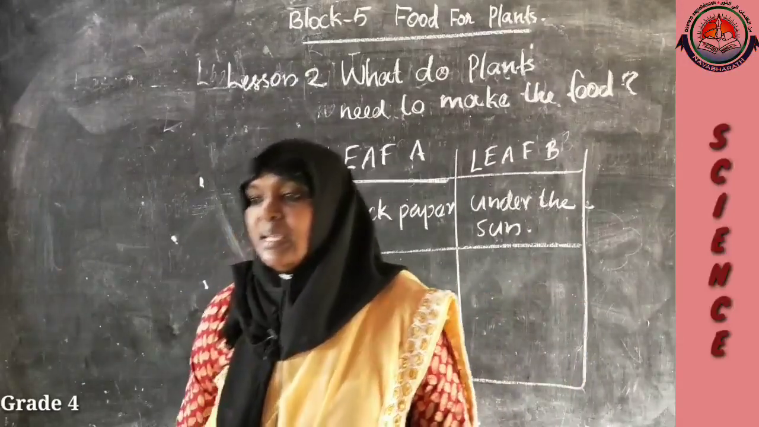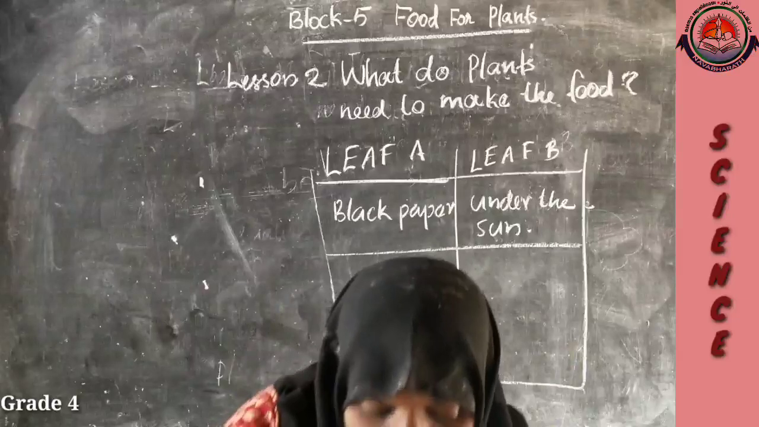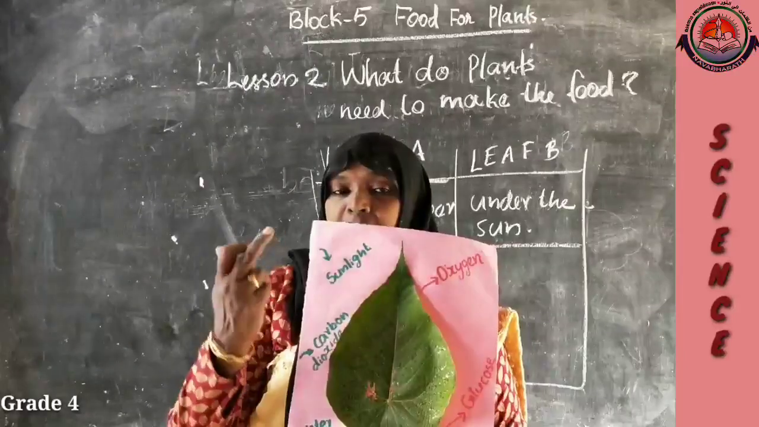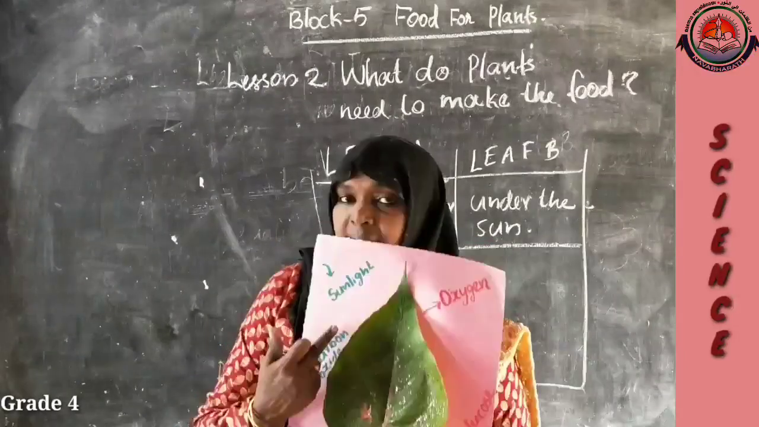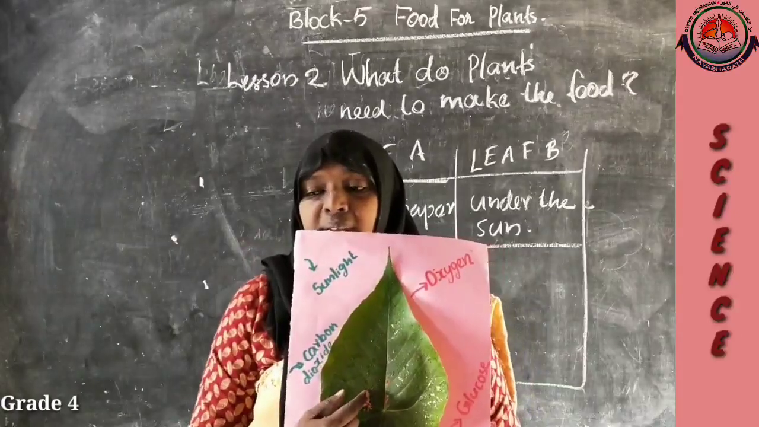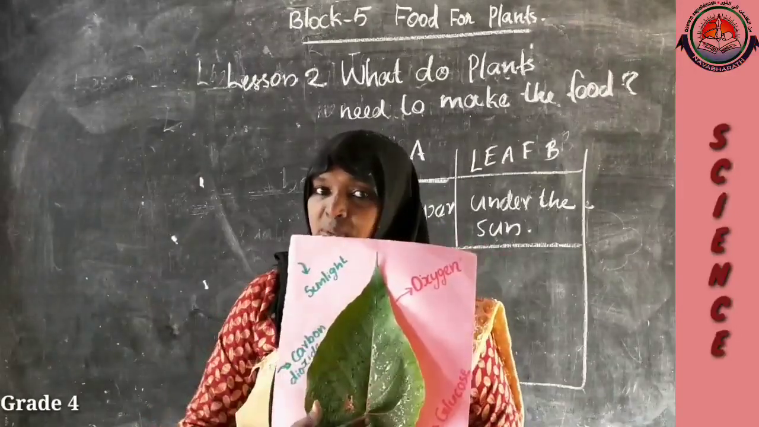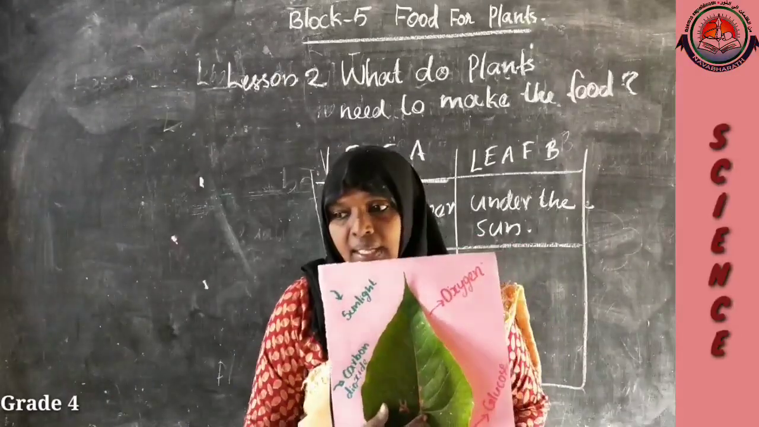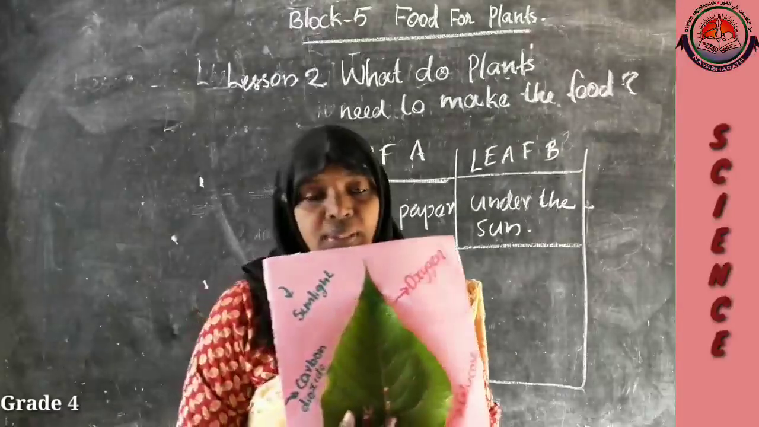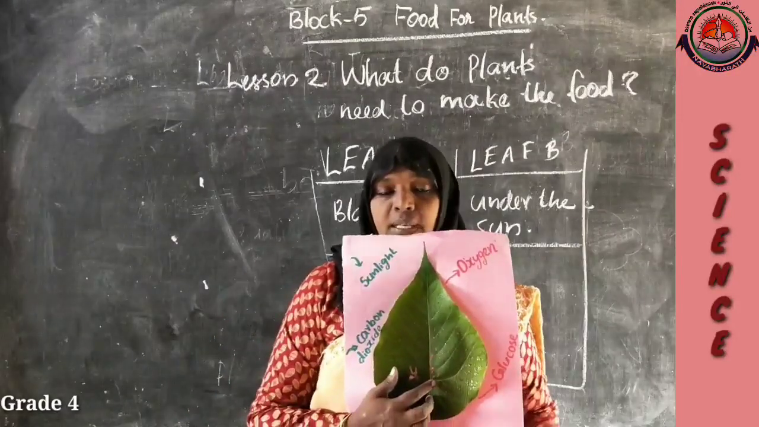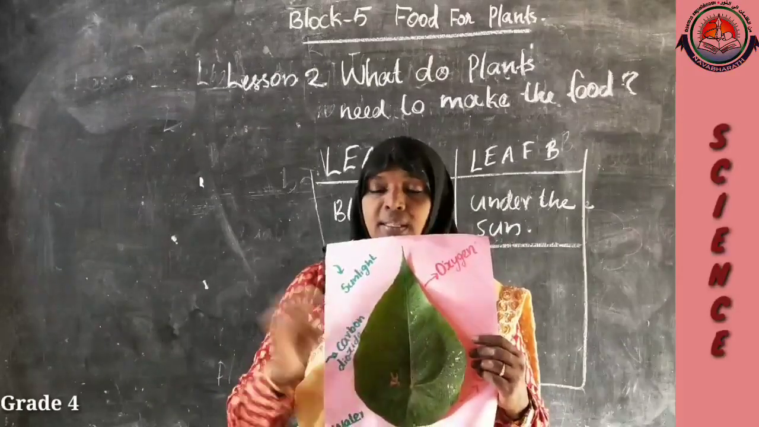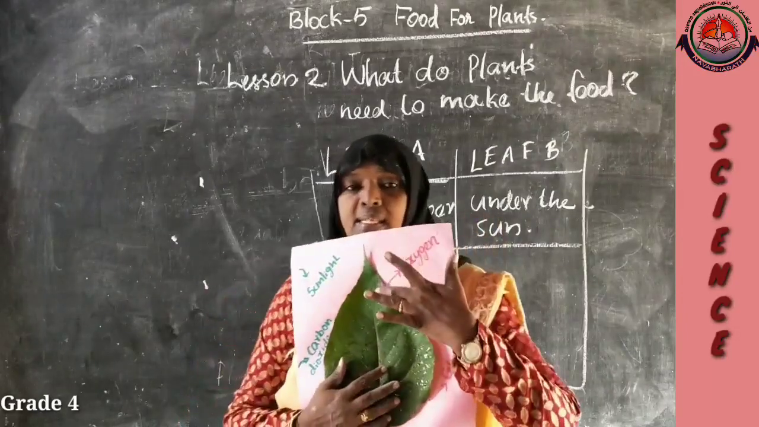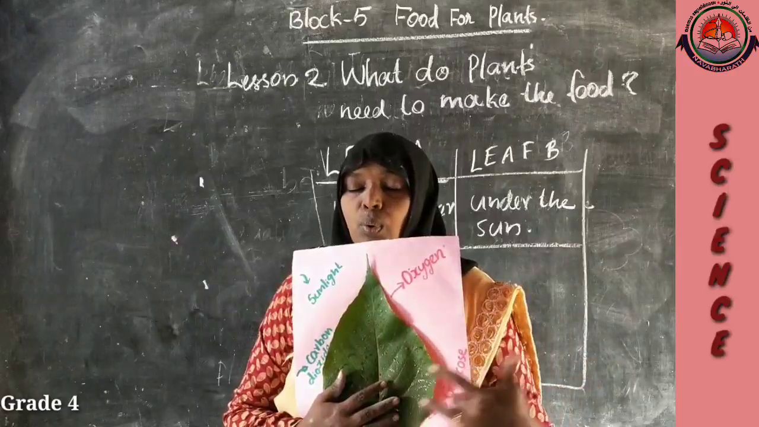So, in this lesson, we have to understand the plants need water, carbon dioxide and sunlight. They also need the green chemical in the leaves, that is called chlorophyll. That is why leaves can make food for the plants. If it is not green in color here, they can't make their food. Then after that they release oxygen and they make glucose.